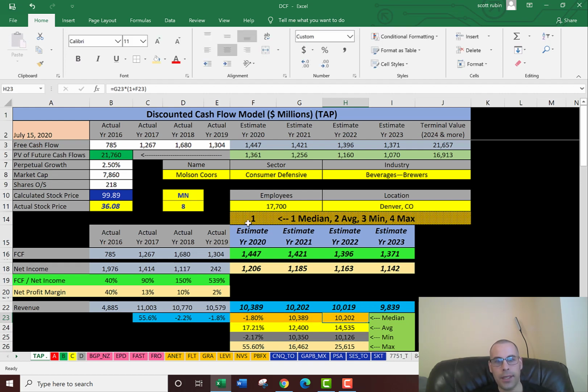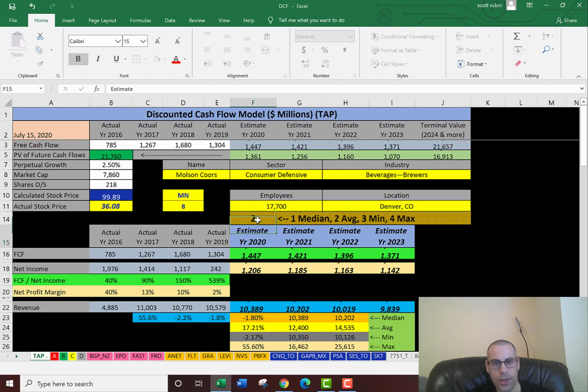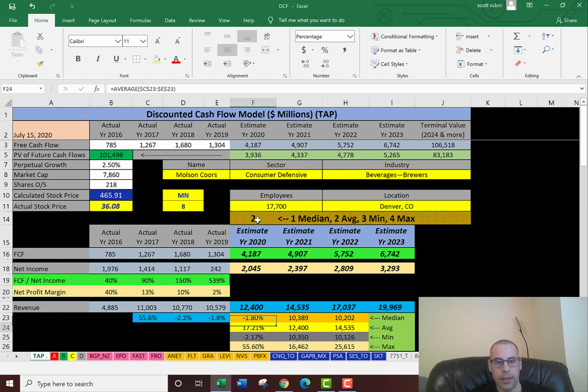Now if I change this to 2, it's going to take the average. So the average is 17.2%. That's the average change for 3 years, 17.2%. The model will take the 2019 revenue of 10.6 billion times 1 plus 17%. So the revenue increases to 12.4 billion. Then the following year, 14.5 billion, which is right here.